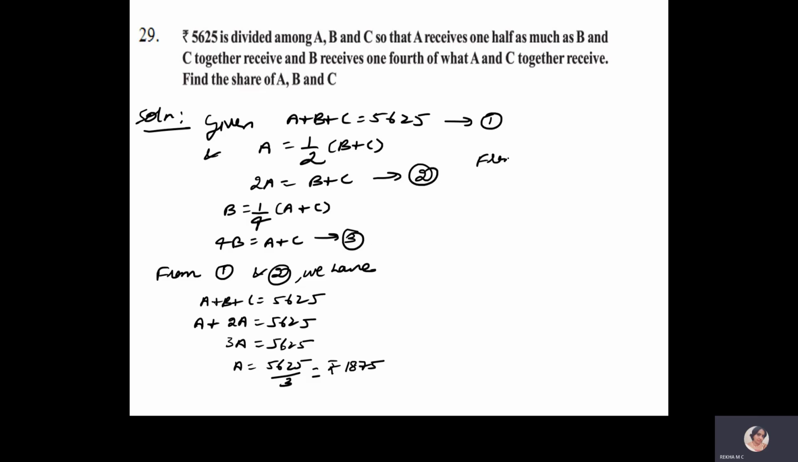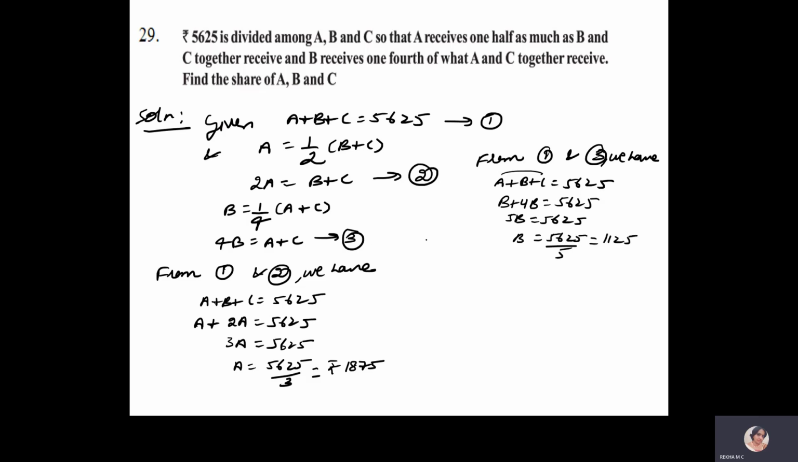So from 1 and 3, in the same way, A plus B plus C is equal to 5625, we know. So A plus C is equal to 4B. So B plus 4B is equal to 5625. So 5B is equal to 5625. B is equal to 5625 divided by 5, 1125.